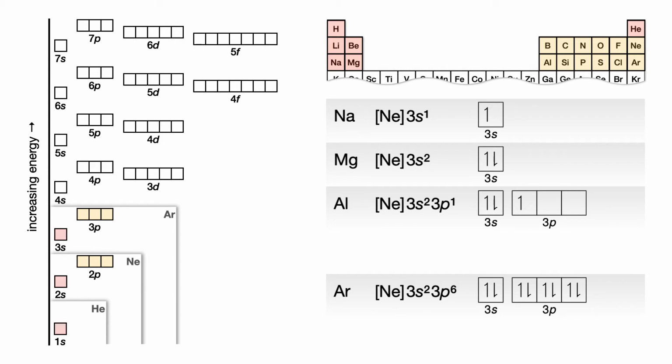Atoms that are in a particular group have valence electron configurations that are similar. So sodium has its valence electron in the 3s orbital. The element above it, lithium, had its valence electron in the 2s orbital. Hydrogen had its valence electron in the 1s orbital.